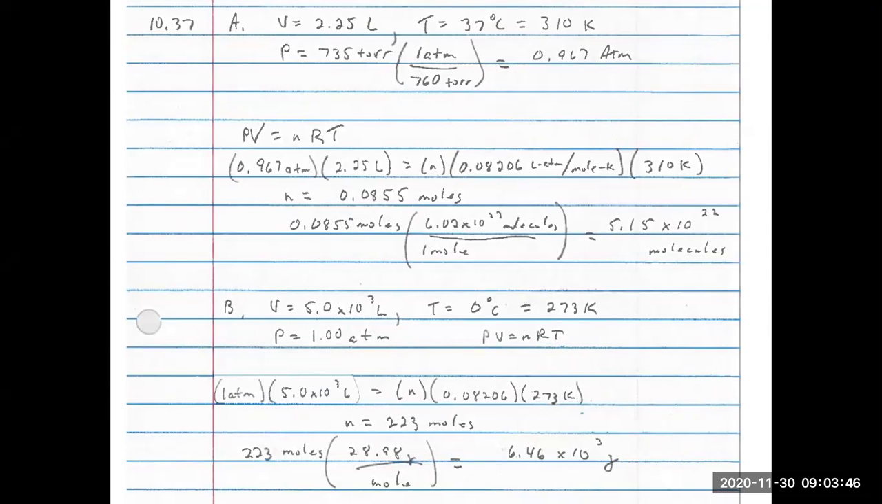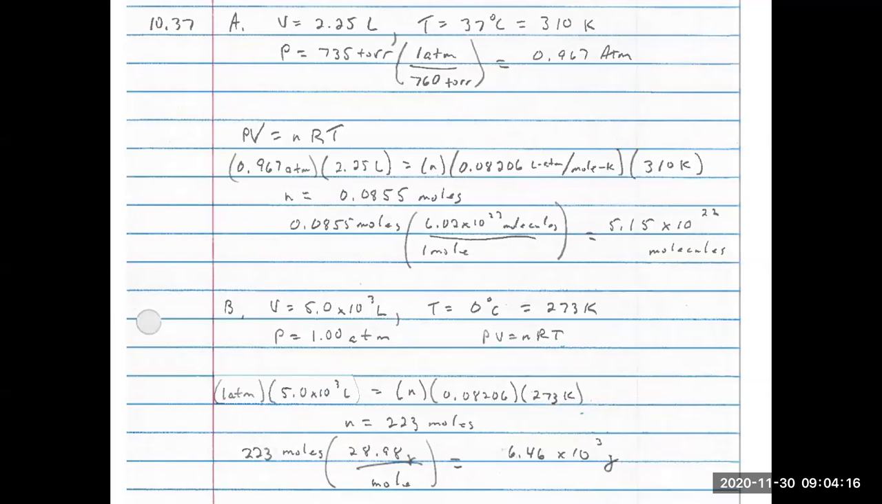Okay, in part B of the question, it says the adult blue whale has a lung capacity of 5 times 10 to the 3rd liters. And it says calculate the mass of air and assume the average molar mass or molecular weight is 28.98 grams per mole. And that's calculate the mass of air contained in adult blue whale's lungs at 0 degrees C and 1 atmosphere.